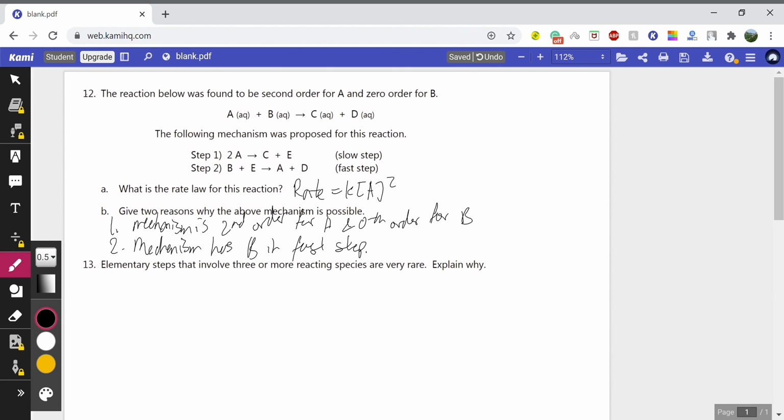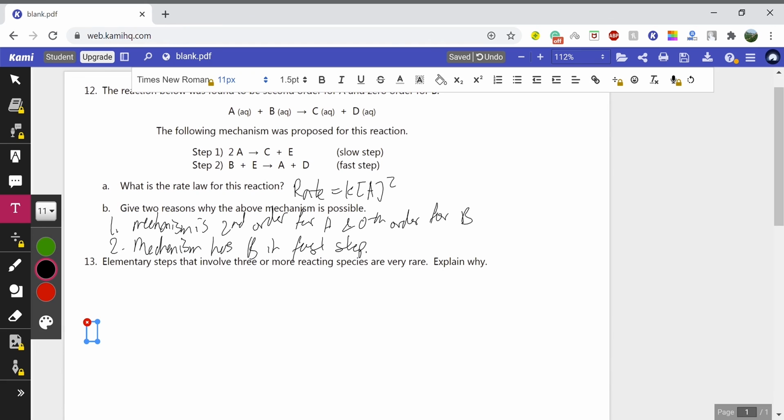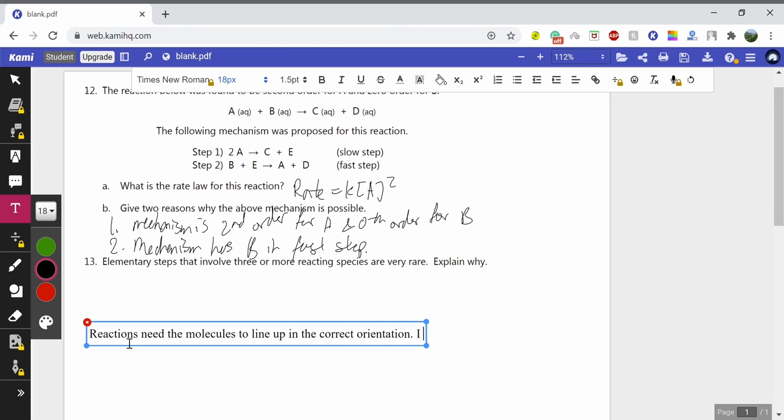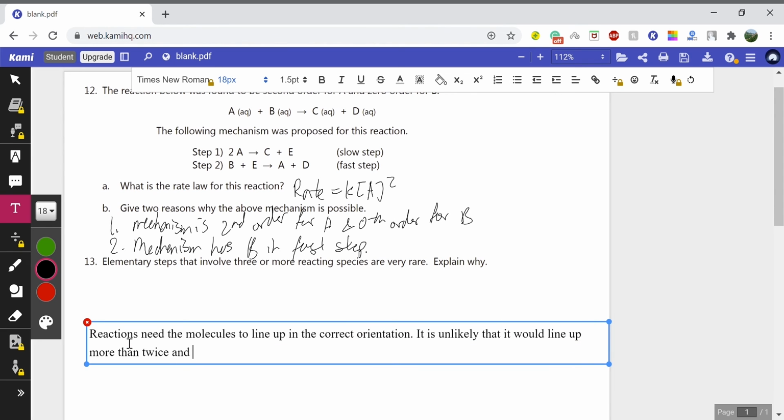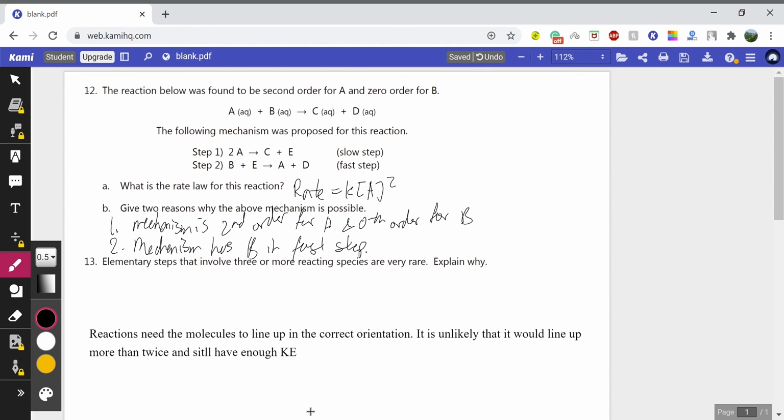Finally, number 13, elementary steps that involve 3 or more species are very rare. Why are steps involving 3 or more reacting species very rare? This is because reactions need the molecules to line up in the correct orientation. It is unlikely that they would line up more than twice and still have enough kinetic energy. And that's it for our practice problems. Thank you for watching.